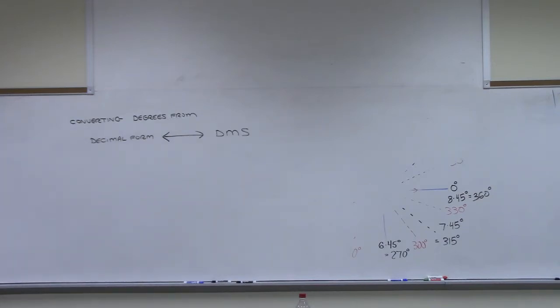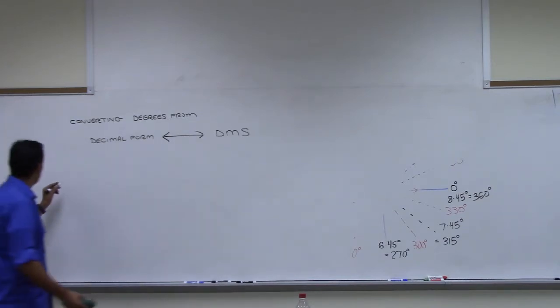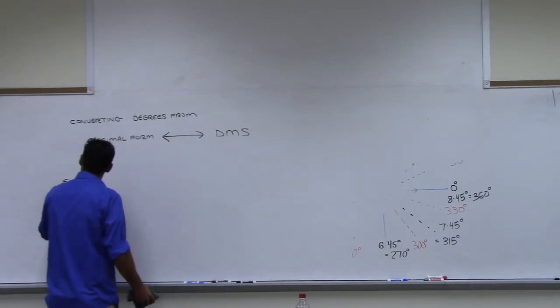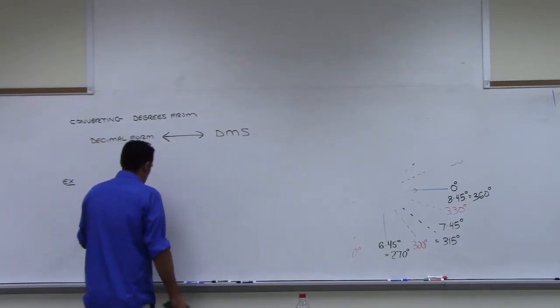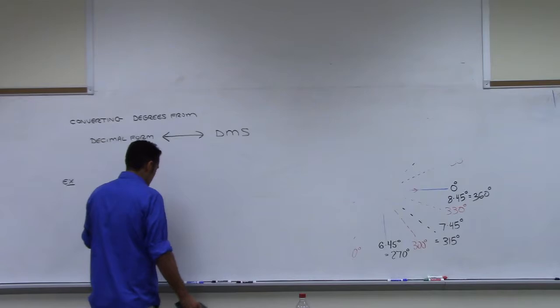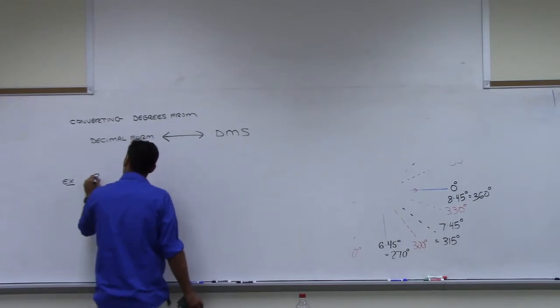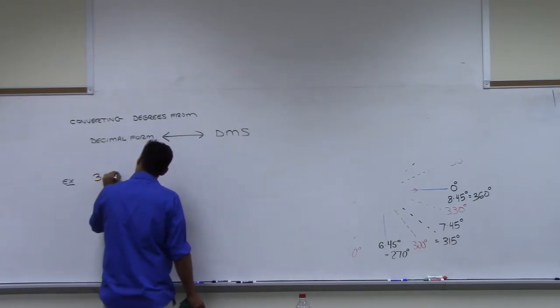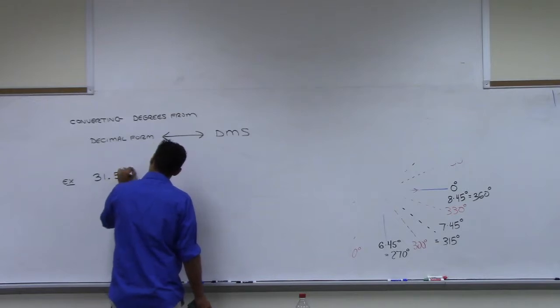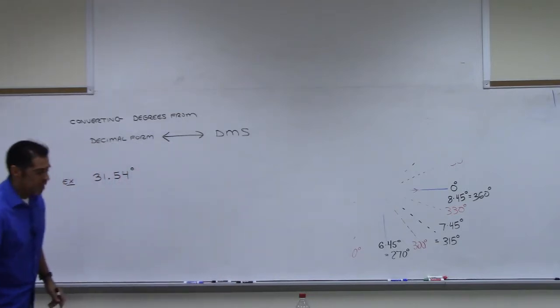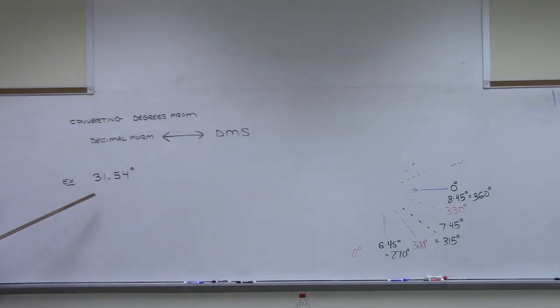All right, let's practice. I'm going to give us an example. Let's start with a very easy one. Not easy, I shouldn't say easy. I should never say easy. Let's go 31.54 degrees. Now, is this one of our common angles? That is not one of our common angles, right? I would like to take this angle and convert it to degrees, minutes, seconds.